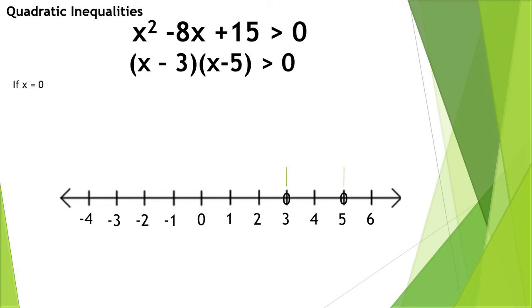Now let's use 0 as the value of x. Why? Because 0 is less than 3. Substitute it into the inequality, so it becomes the quantity of 0 minus 3 times the quantity of 0 minus 5 greater than 0. Now, what is 0 minus 3? Of course, the answer is negative 3. And what is 0 minus 5? The answer is negative 5. So, therefore, negative 3 times negative 5 greater than 0. Of course, the answer is 15 greater than 0. And we all know that 15 is greater than 0. So, it means that 0 is a solution of the inequality.